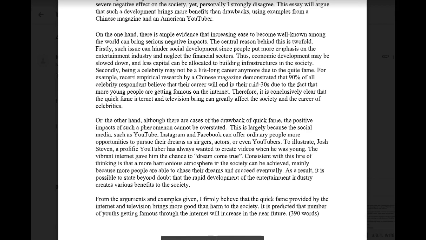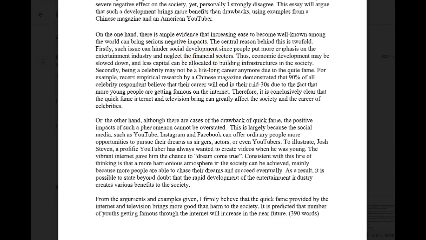Okay, on the one hand, there is ample evidence that the increasing ease of becoming well known among the world, okay, this is a little awkward, in the world, in society, maybe better, can bring serious negative impacts. The central reason behind this is twofold. Firstly, such issue can hinder social development since people put more emphasis on the entertainment industry and neglect the financial sectors. Thus, economic development may be slowed down unless capital can be allocated to building infrastructures for society.